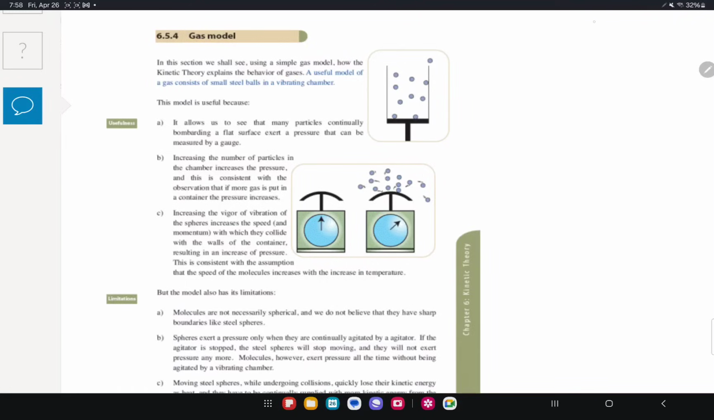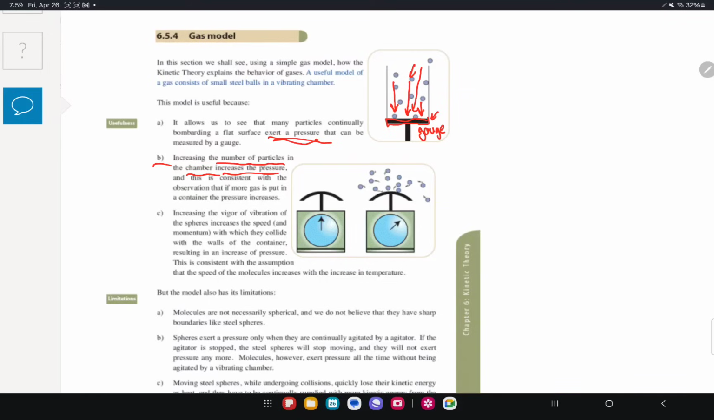Basically what's happening, let me change this to red. These are steel balls, and this is a gauge. What this gauge does is measure pressure. So they keep on hitting and blasting this gauge and this surface with metal balls, thus exerting a pressure. Okay, why is this useful? It allows us to see that it does exert a pressure similar to a gas. Again, for part B, when you increase the number of particles in the chamber, it increases the pressure. Why? Obviously, if there's more particles in the chamber, there are more collisions with this surface. So if there's more collisions, obviously there's going to be more pressure.